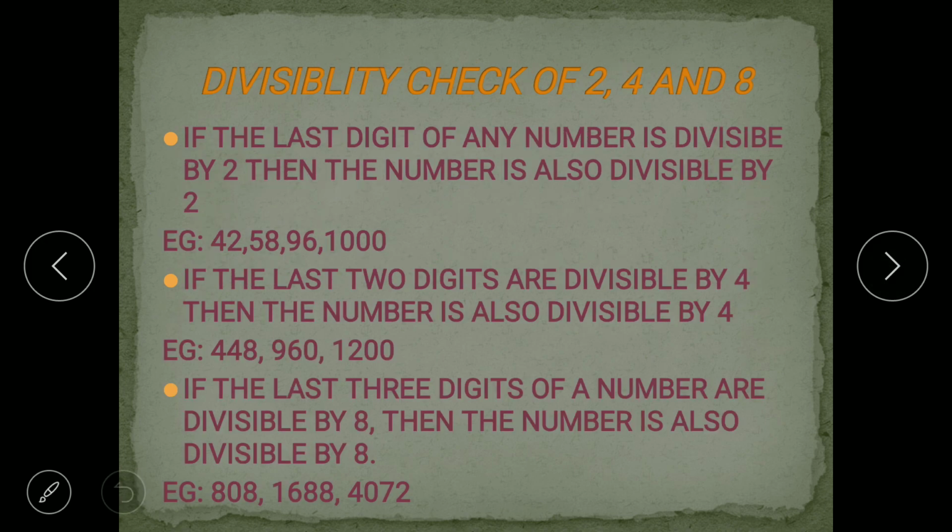Divisibility check of 2, 4 and 8. Let's start with 2. If the last digit of any number is divisible by 2, then the number is also divisible by 2. We know that any even number ends with 0, 2, 4, 6 or 8. Any number which ends with any of these numbers is always divisible by 2.